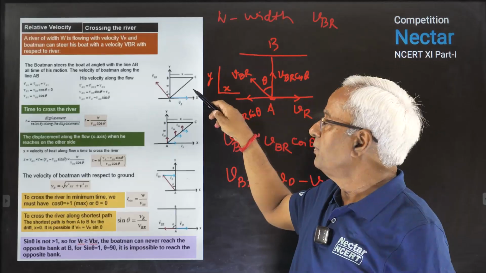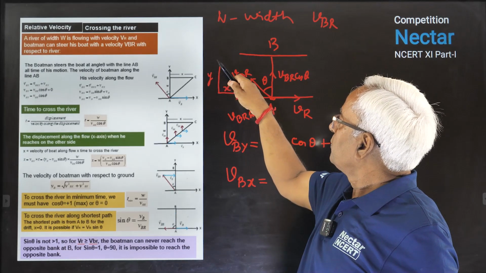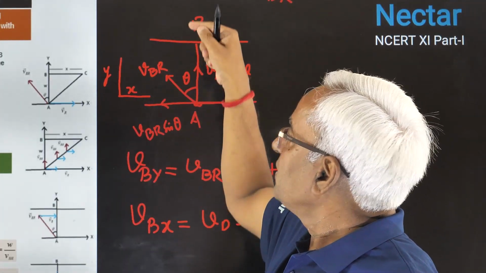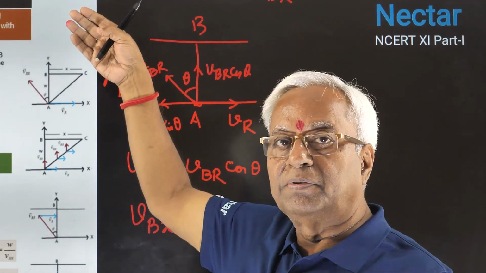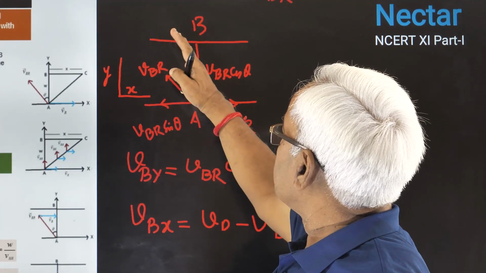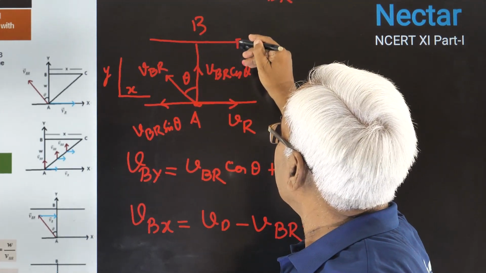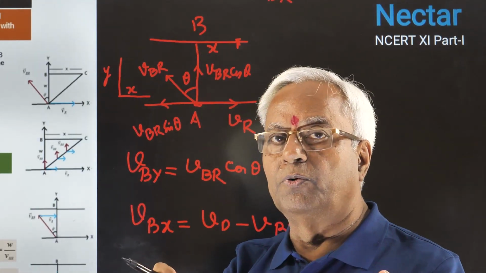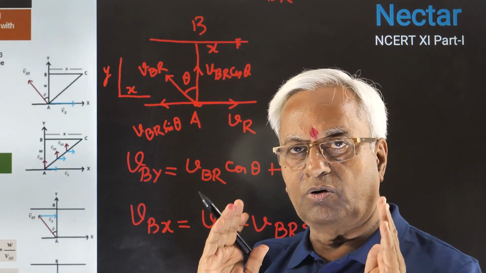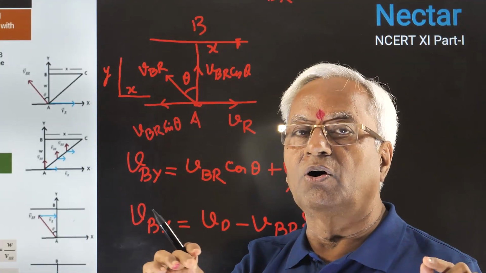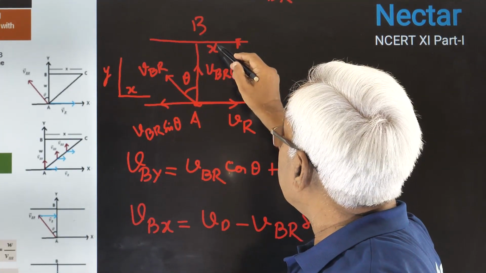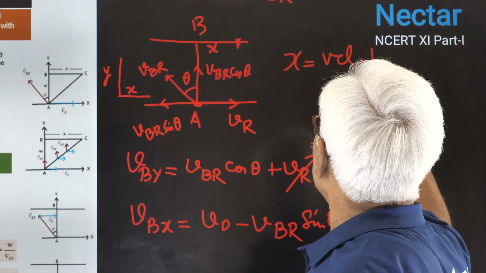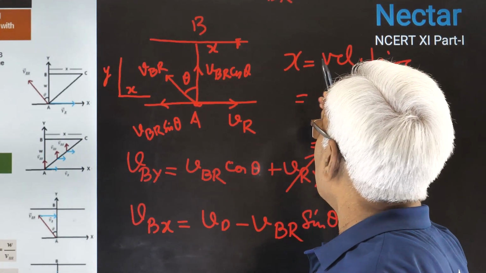Second thing, the boatman started at angle theta here, but the river is continuously flowing. So what river will do, it will turn the boat gradually along the flow of the river, and while reaching the other side of the river, the boat will be shifted a little along this. This is known as shifting of a boat, or sometimes it's also referred to as drift of the boat.